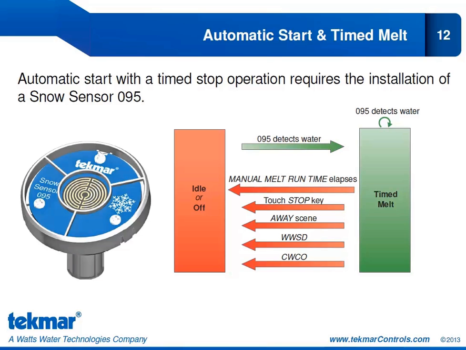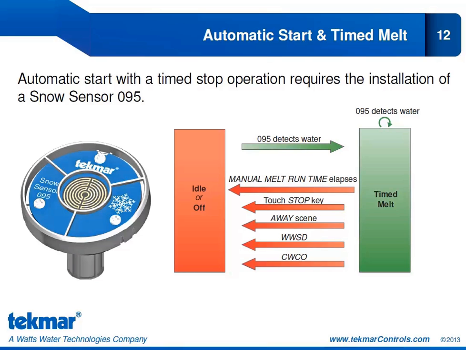We can also force it to the idle or off state by touching the stop key, changing the scene to the away scene, and if the outdoor temperature either rises above the warm weather shutdown setting or below the cold weather cutout setting, then we will also return to the off snowmelt state. You'll notice at the top here that we can resume that cycle whenever the 095 detects water. So if we are in a current timed melt cycle and the 095 sees moisture again, we will restart that melt cycle. So the manual melt runtime goes back to the beginning.